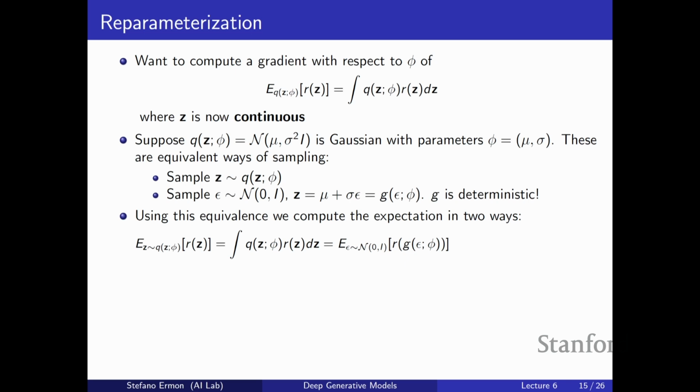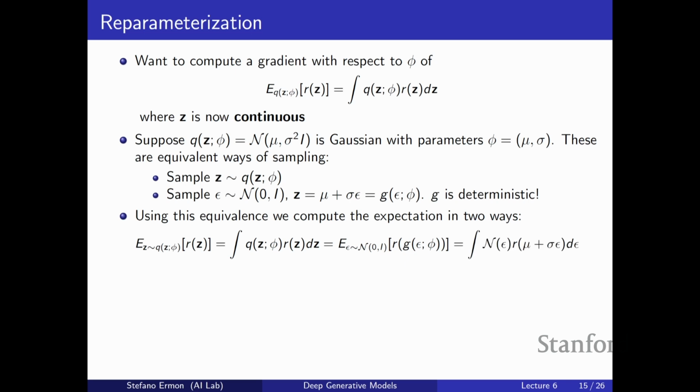And so if you want to figure out how would my performance change if I were to change phi by a little bit, which is essentially the gradient, now you know exactly how your samples would change, because you have a deterministic transformation that gives you the new samples as a function of phi. And so taking the gradient of that would tell you how the samples would change by changing phi by a little bit.